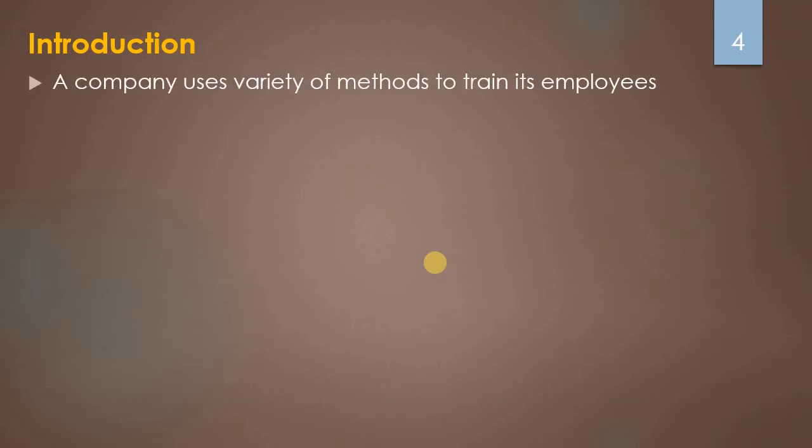Now let's begin. As we know, training is a very important part of an organization. In order to improve the performance of the employees, every organization must use training as a tool. So how is training imparted to the employees? It is through a technique or a method. Different organizations use a variety of methods to train employees. There is no single method used by every organization.